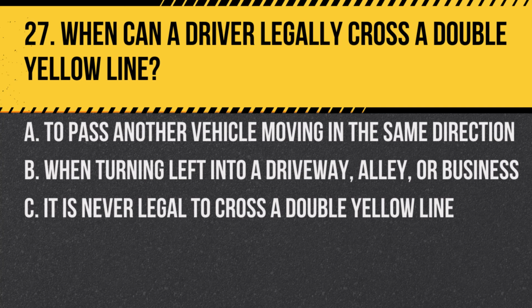Question 27. When can a driver legally cross a double yellow line? A. To pass another vehicle moving in the same direction. B. When turning left into a driveway, alley, or business. C. It is never legal to cross a double yellow line. Answer B. When turning left into a driveway, alley, or business. Drivers are allowed to cross double yellow lines when making turns where permitted, but not for passing.